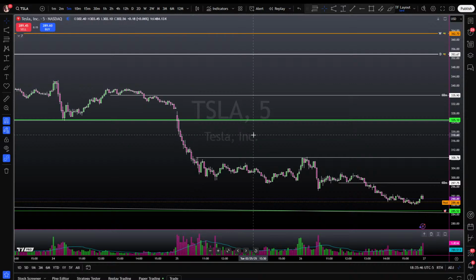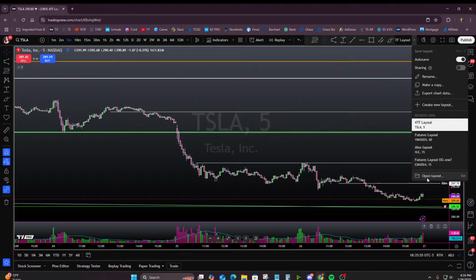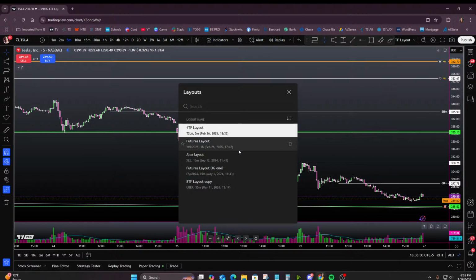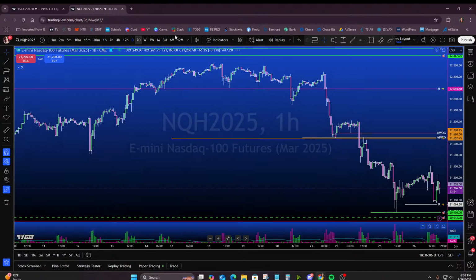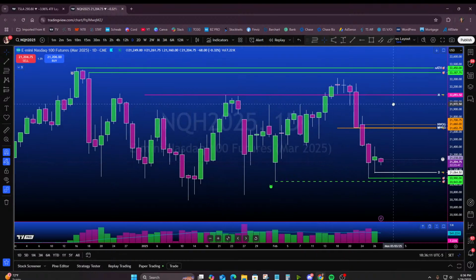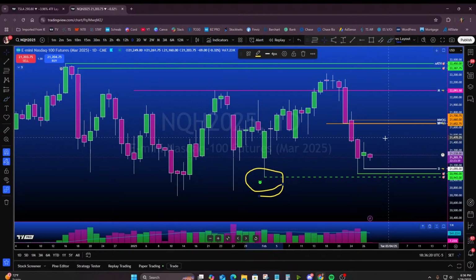NQ. NQ is a good one. I like it for tomorrow. This is your major pivot low. That's what we're targeting. And then this one's right behind it.